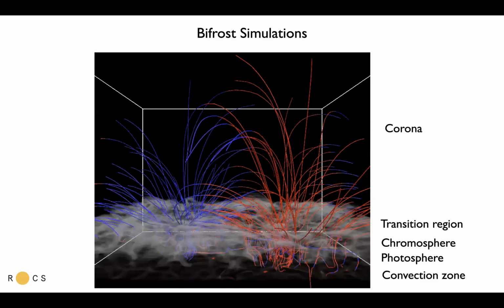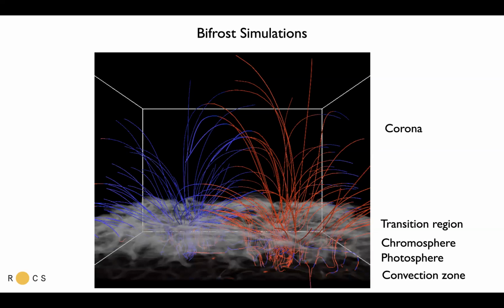We have tried to do that in the code Bifrost, developed in Oslo. And many of the classical simulations we have are restricted to only a small box in the star, in the sun. So 24 megameters for this particular simulation, 24 by 24 megameters horizontally with periodic boundary conditions, and going down 2.5 megameters into the convection zone and 14.5 megameters up into the corona.